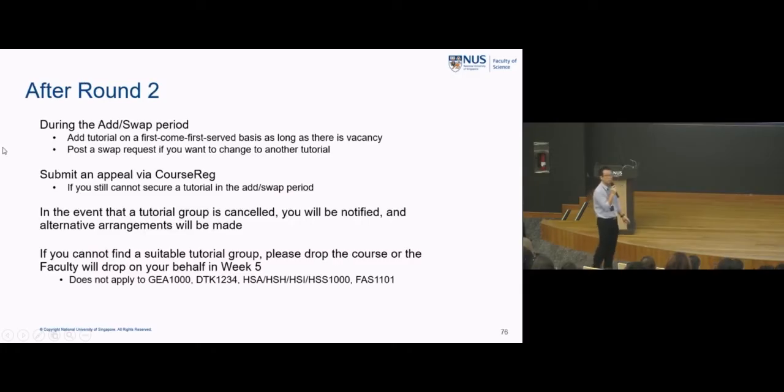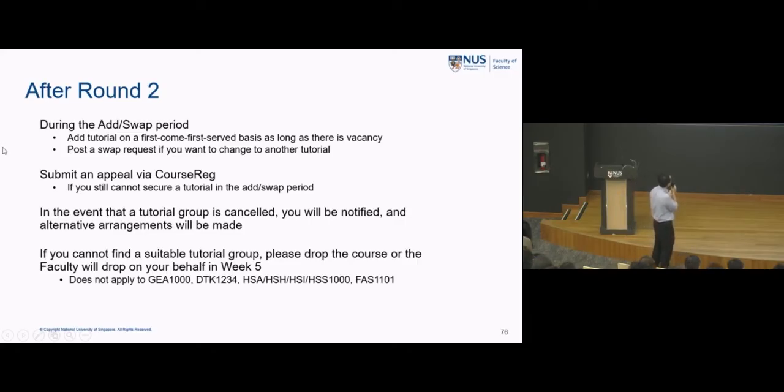Okay, so after round 2, there will be the add drop round, the swap round, where for the time slots that you got, perhaps at that time you say, this is not really fitting my timetable, let me try to swap it with something else. So you can go into CourseReg to see if somebody else has put up something for swapping, and if both of you agree, you will swap and the system will perform that swap for you. You take that person's time slot and that person takes your time slot. At the end of the entire process, if you still cannot get anything, please submit an appeal. All right.